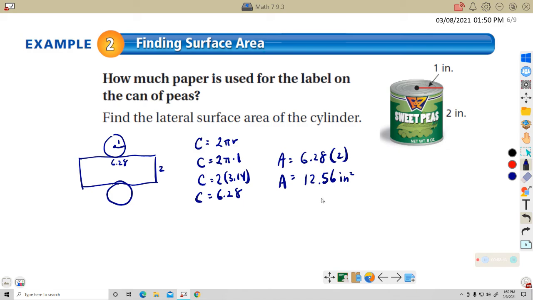This is the tiniest can of peas I've ever seen. It's only 2 inches tall and 2 inches across. That's so tiny.